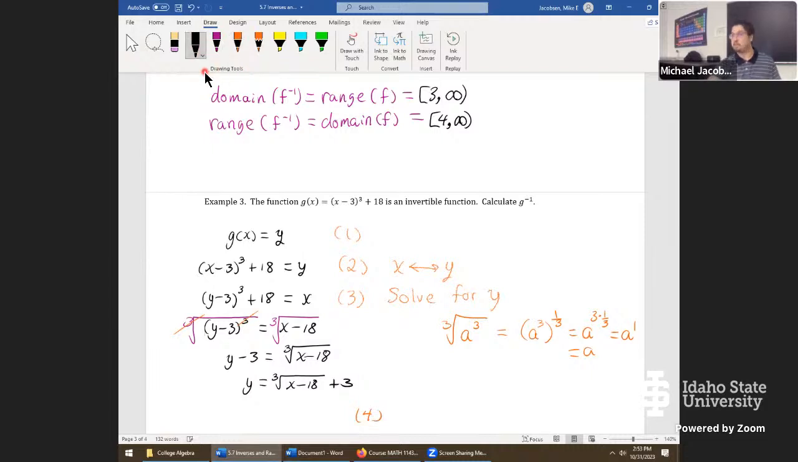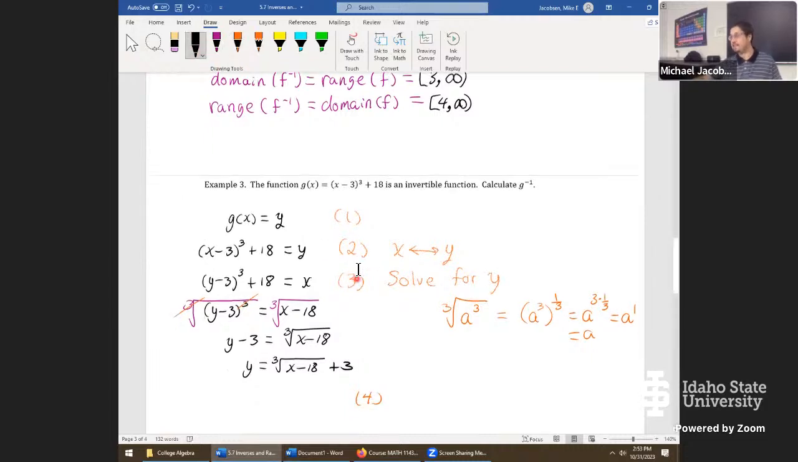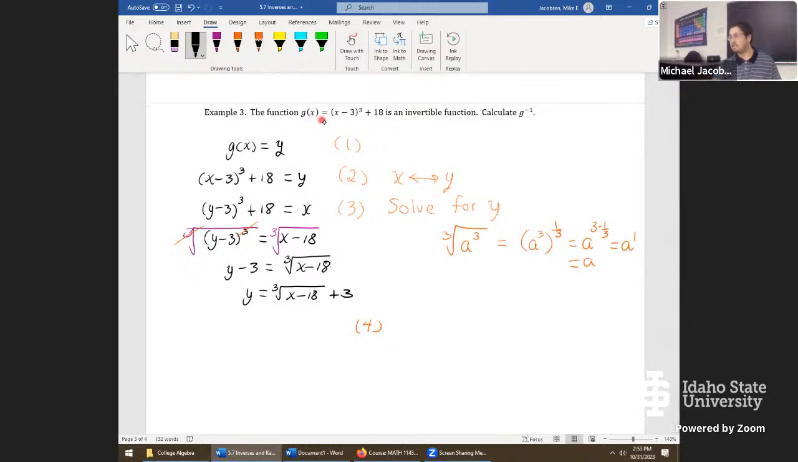And here's the fourth and final step, really just paraphrasing what we found. If that was the original function g of x, then we found g inverse of x. It's given by the formula cube root of x minus 18 plus 3. And that's pretty much how the whole problem goes. If you start with the power 3 function and you're inverting it, you're getting a cube root function. That's a takeaway on this problem. And if you swap that around, the last problem started with a square root function, we inverted it, and we ended up with a squaring function instead.